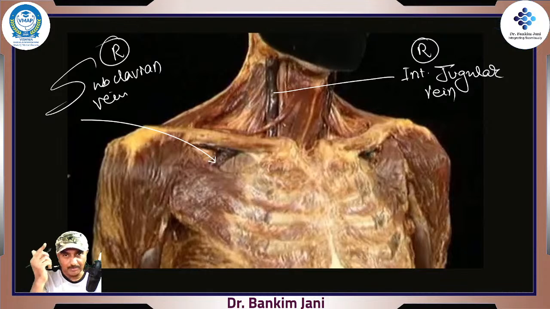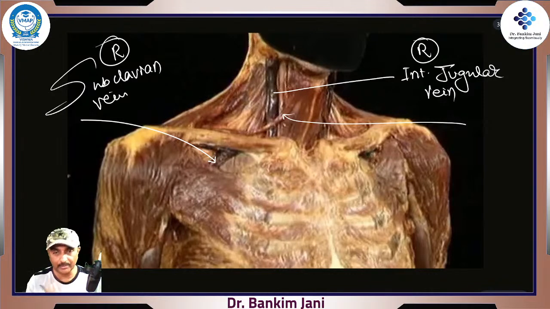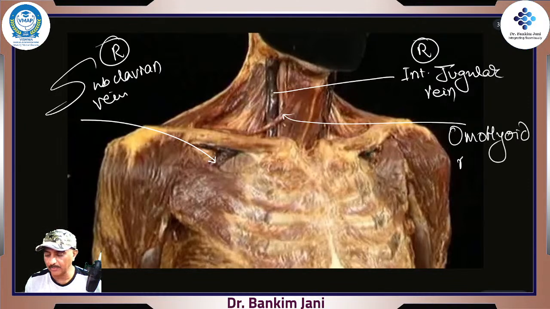There is a small muscle. If you can remember, if you can watch it, this is a muscle. See, I put the line on this. This muscle is called the omohyoid. Very important, do remember: the omohyoid muscle. We have removed the pectoralis major.